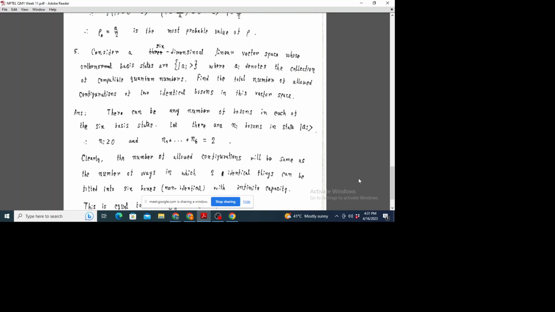If those two particles were distinguishable, then the total number of allowed configurations would be 6 multiplied by 6, so that would be 36. So for two distinguishable particles, the total number of allowed configurations would be 36. Irrespective of what the other is doing, one particle can go to any state it likes.